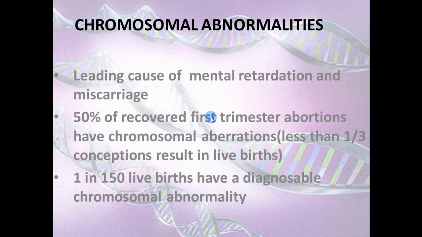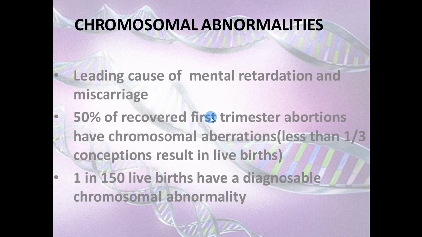Okay, so this is the last section of the genetics, and we're going to switch from single gene disorders to chromosomal abnormalities. And you can see just from the slide here that the leading cause of mental retardation and miscarriage is chromosome abnormalities. One of the tests they've done found that 50% of the recovered first trimester spontaneous abortions actually have chromosomal aberrations in them.